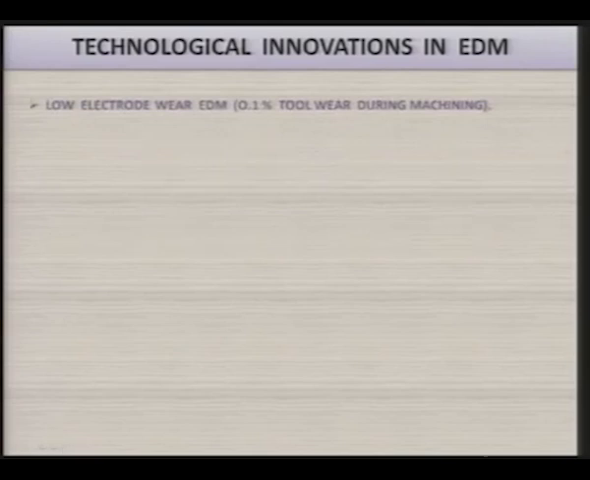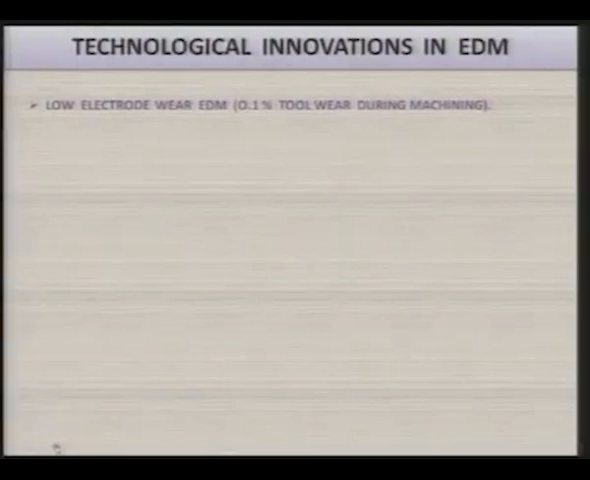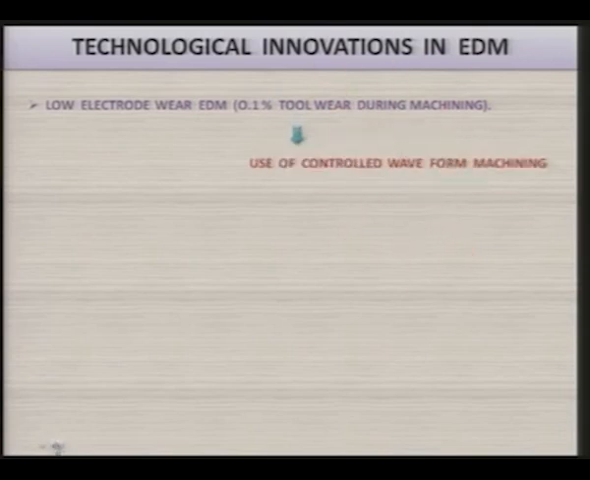Now, technological innovation in EDM process, low electrode wear EDM. Normally people are trying to select or choose the materials and the power supply system so that electrode wear is minimized. That is true for EDM process as well as for wire EDM process, and the attempt is being made to achieve 0.1% tool wear during EDM process. And for this purpose, easy control of the waveform during EDM and wire EDM process is being attempted.